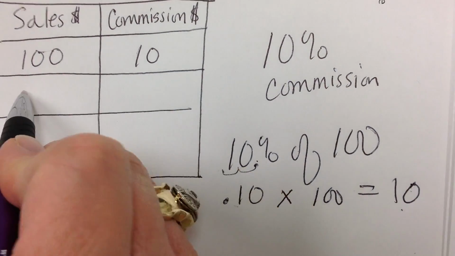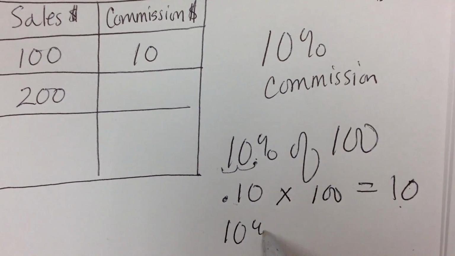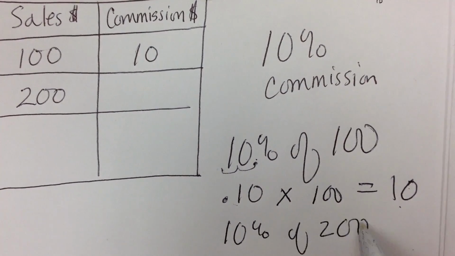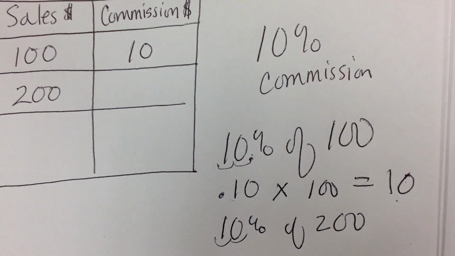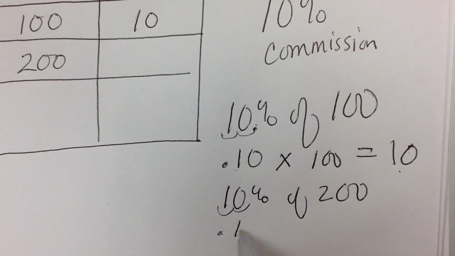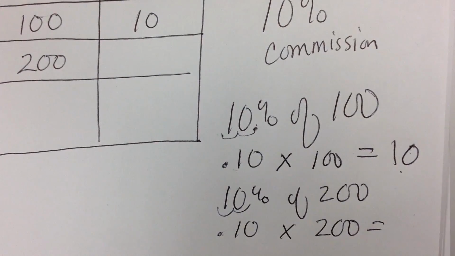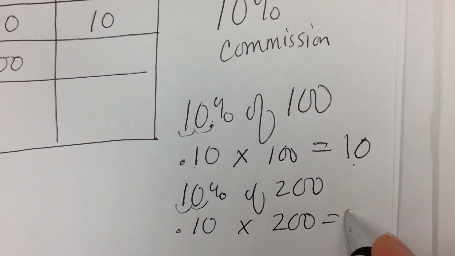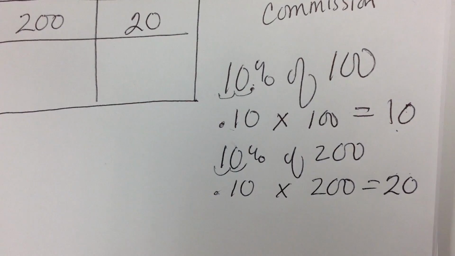So we have a sales of $200. What is 10% of 200? So I would change percent to decimal by moving my decimal 2 places to the left. I have 0.10 times 200. Well, again, if you punch in your calculator, 0.10 times 200, you get 20. So filling in my chart, I would have 20.